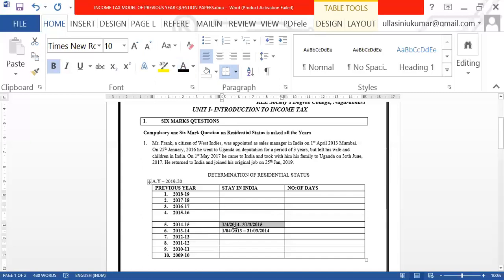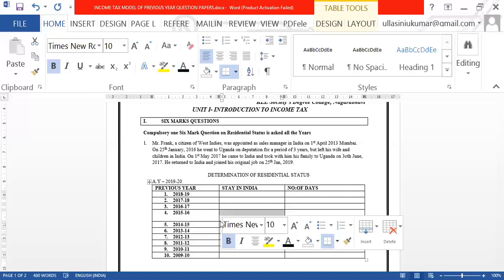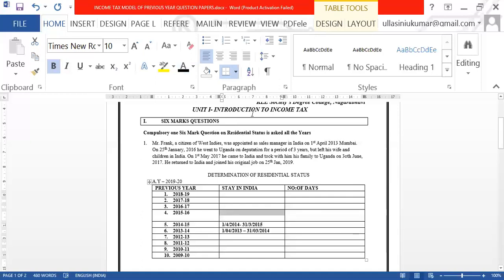So 1st April 2014 to 31st March 2015, he also stayed in India. When it comes to 2015-16, he stayed from 1st April 2015 only till 25th January 2016. So you can see that 1st April 2015 to 25th January 2016. Then he left India on deputation to Uganda.